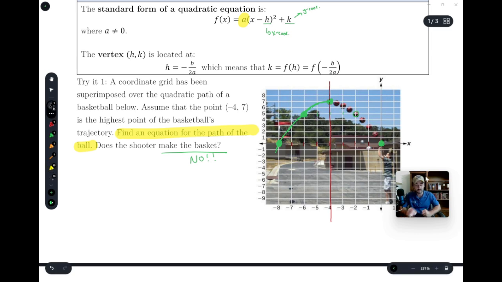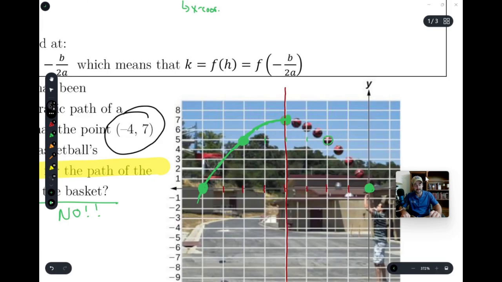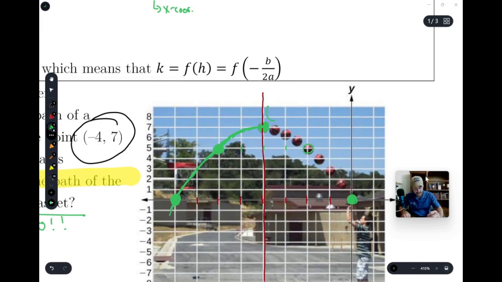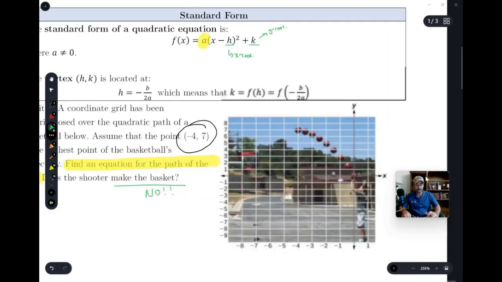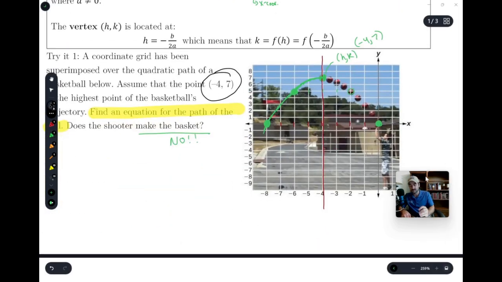All right. Second question that it asks, which is a little tougher, it says find the equation of the path of the ball. And well, they've already given us one really important thing. They've given us this highest point. They've given us this h, comma k, or this vertex, which is -4, 7. And so I'm going to use that and my first function to start this problem off.